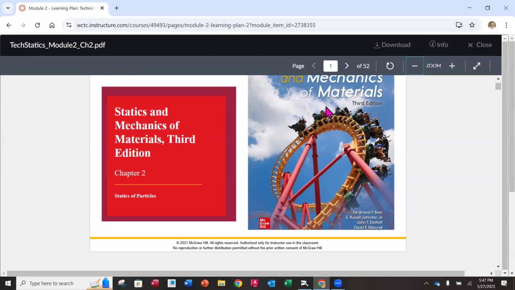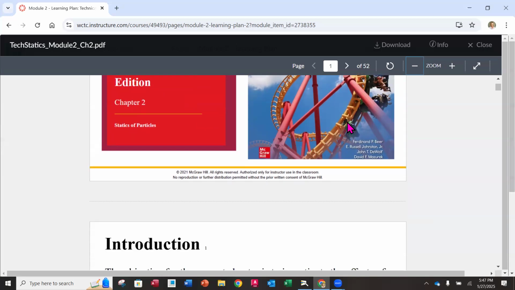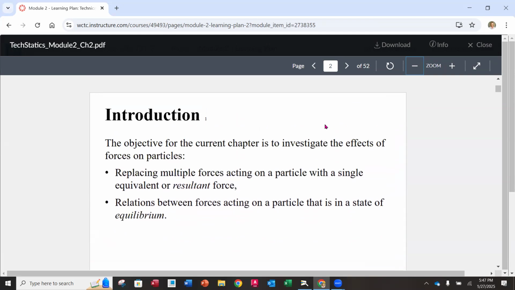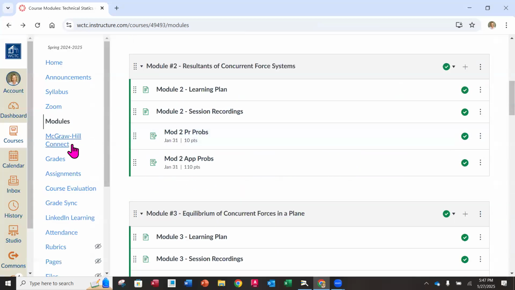So I wanted to make sure you had the textbook to go to, okay? All right, so this is chapter 2. Now, if you wanted to, you certainly may follow along in the textbook. I should have showed you that, and I know you guys have looked at it already. It's going to be in the McGraw-Hill Connect link here.